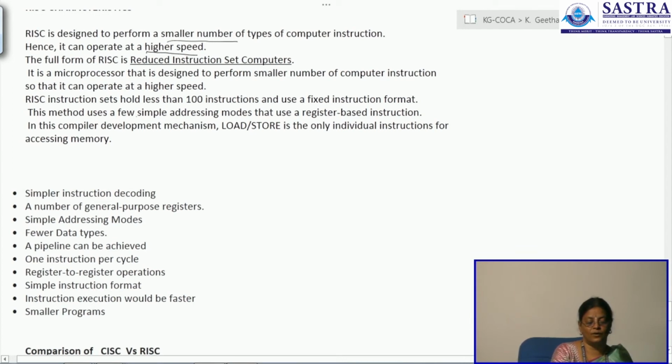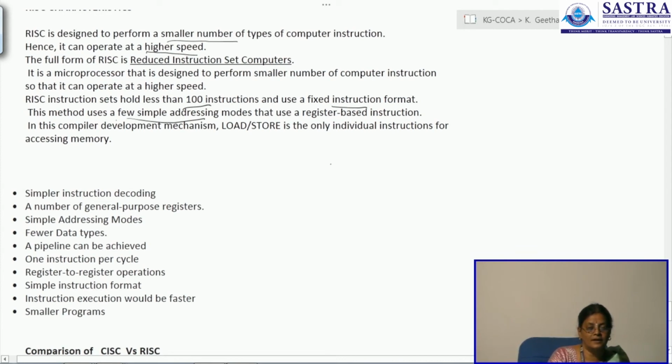The RISC instruction set holds fewer than 100 instructions, and it always uses a fixed instruction format. Because it uses a fixed instruction format, it can recognize only a few simple addressing modes. This is an important point. In comparison with register based instructions, this method supports only few addressing modes. Here, in the compiler development mechanism, load and store are the individual instructions through which we access the memory.